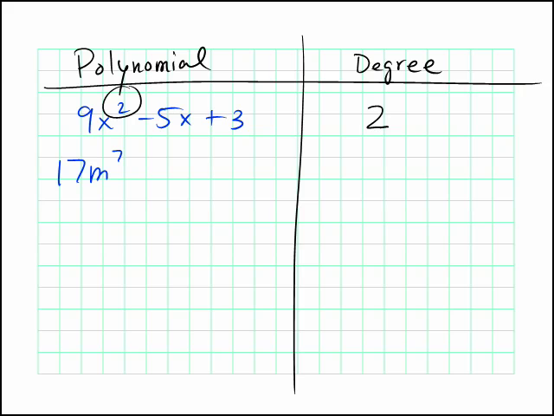17m to the 7th minus 4m cubed plus 5m to the 5th. Okay, that's another polynomial. This one is degree 7, this one is degree 3, this one is degree 5, and so we go with the largest one. The largest degree is the degree of the entire polynomial, and so our polynomial here is degree 7.